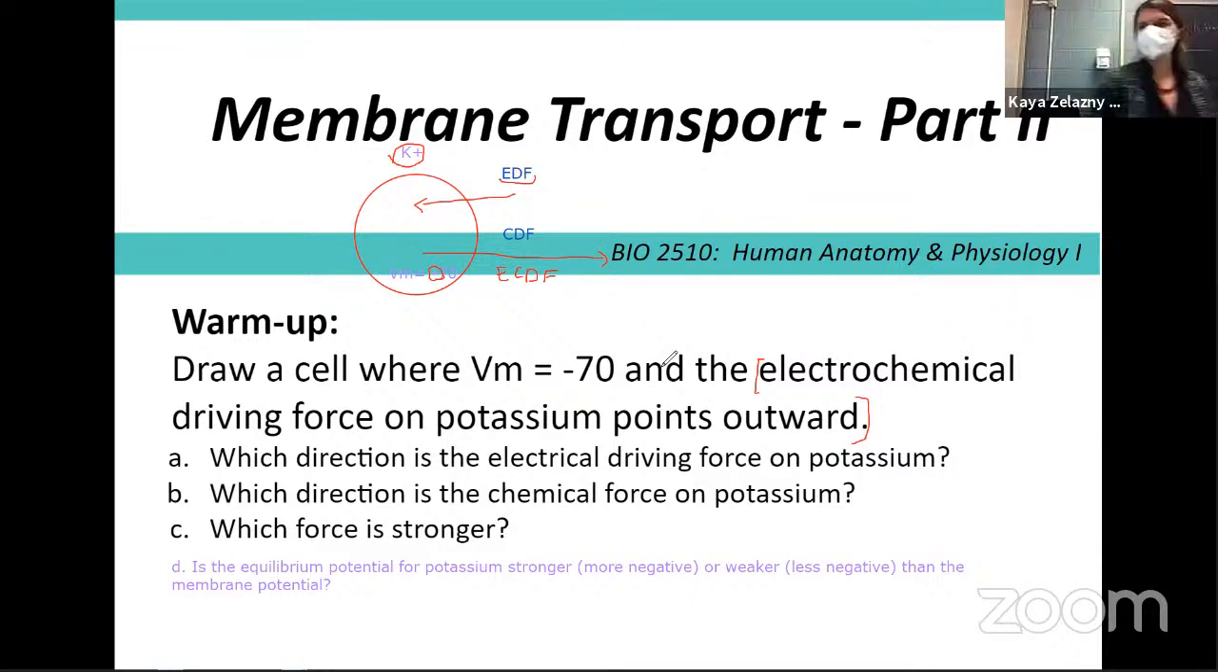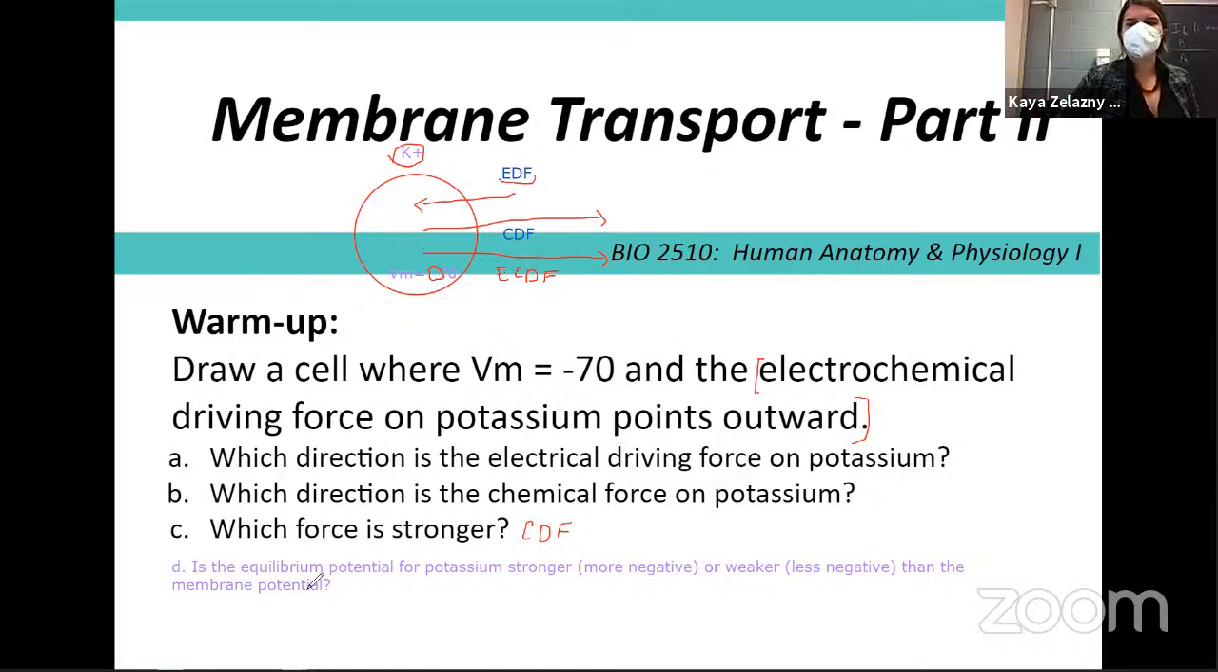Okay. So we know that when we add this EDF that's pointing in to the CDF, we get something that points out. So which direction is the chemical force going to have to point? Yeah, exactly. So our chemical driving force here points out, just like our electrochemical driving force does. Okay, so which of those two was stronger, the EDF or the CDF? Yeah, the CDF. Okay. So that was our CDF. Bonus, last one I added on.